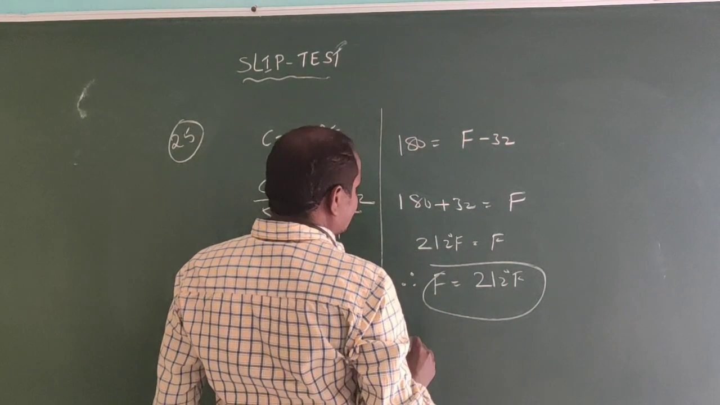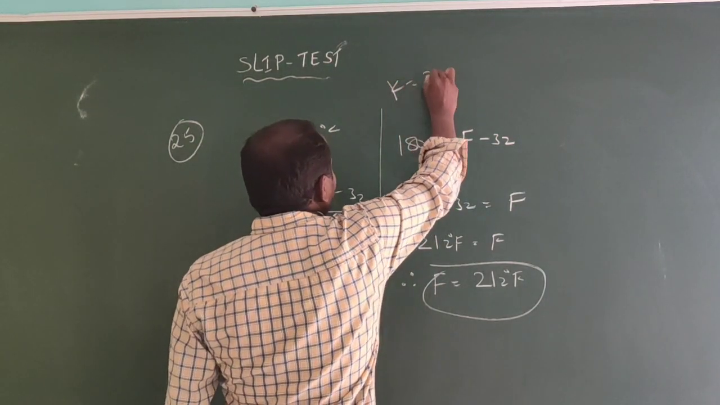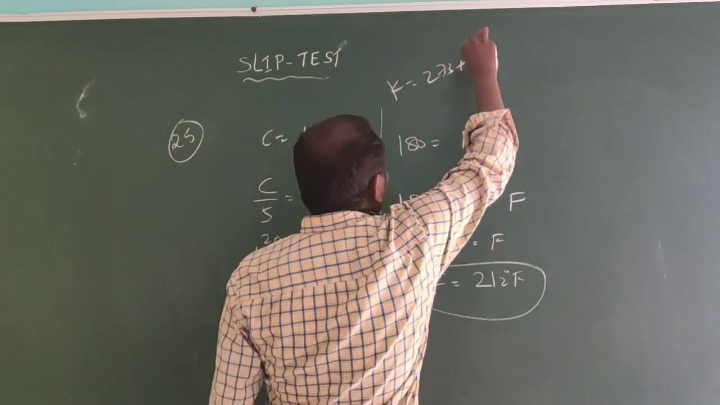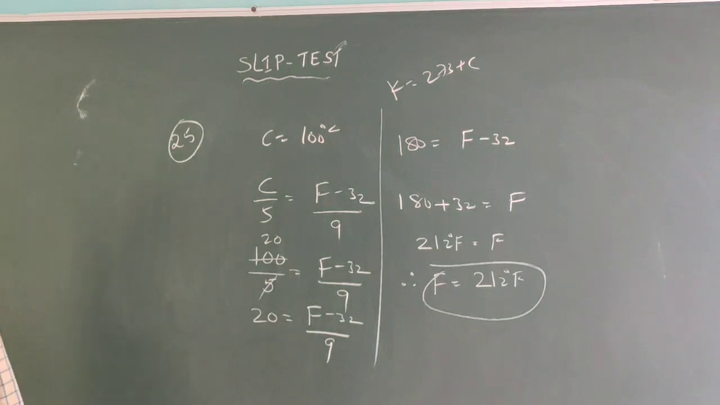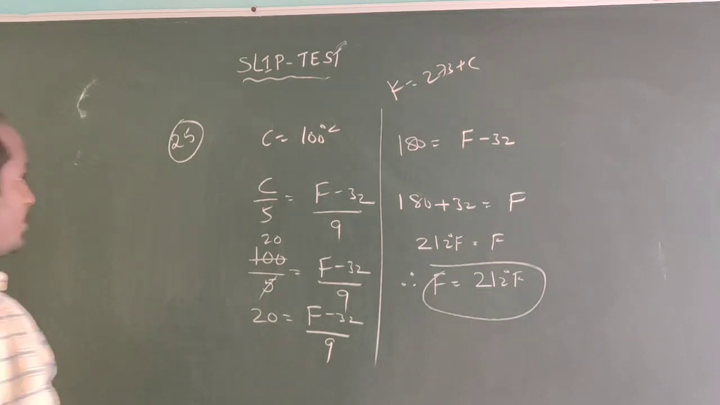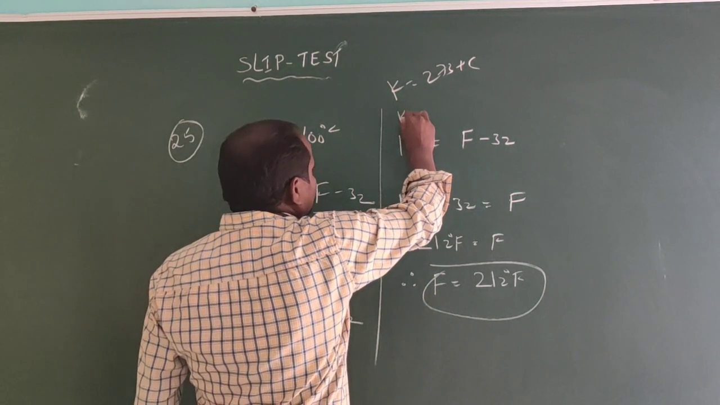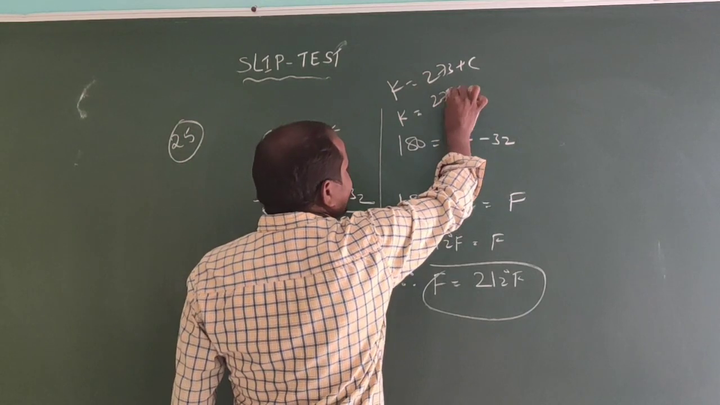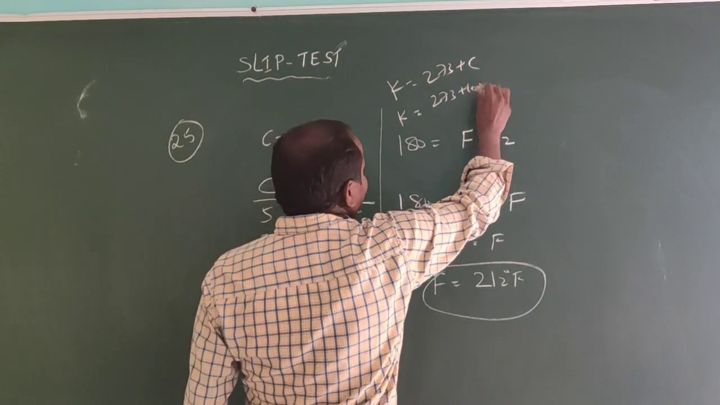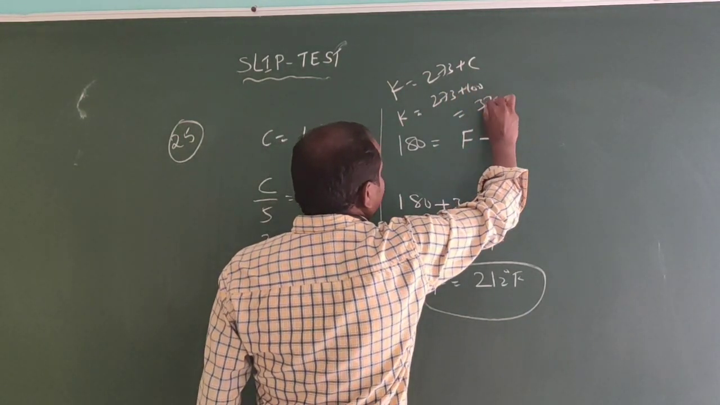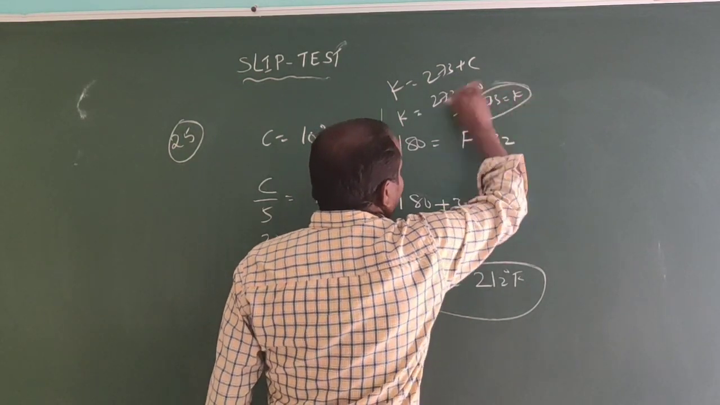I will explain Kelvin also. So K equal to 273 plus C. It is the relation between Celsius and Kelvin. What is the C value here? 100. So K equal to 273 plus 100. That equals how much? 373 K.